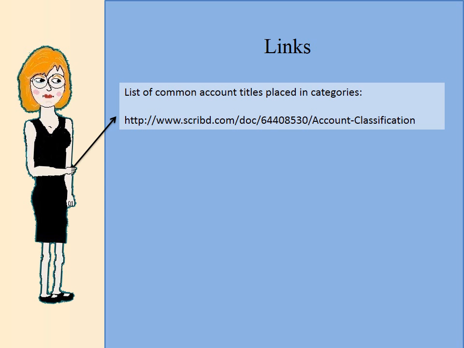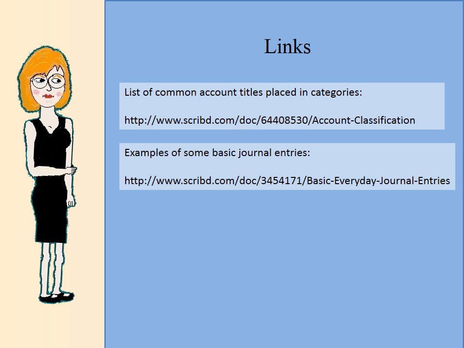Here is a list of common account titles placed in categories. You can look that up to see which side increases and which side decreases those accounts. Here are examples of basic journal entries so that you can see these journal entries on paper.